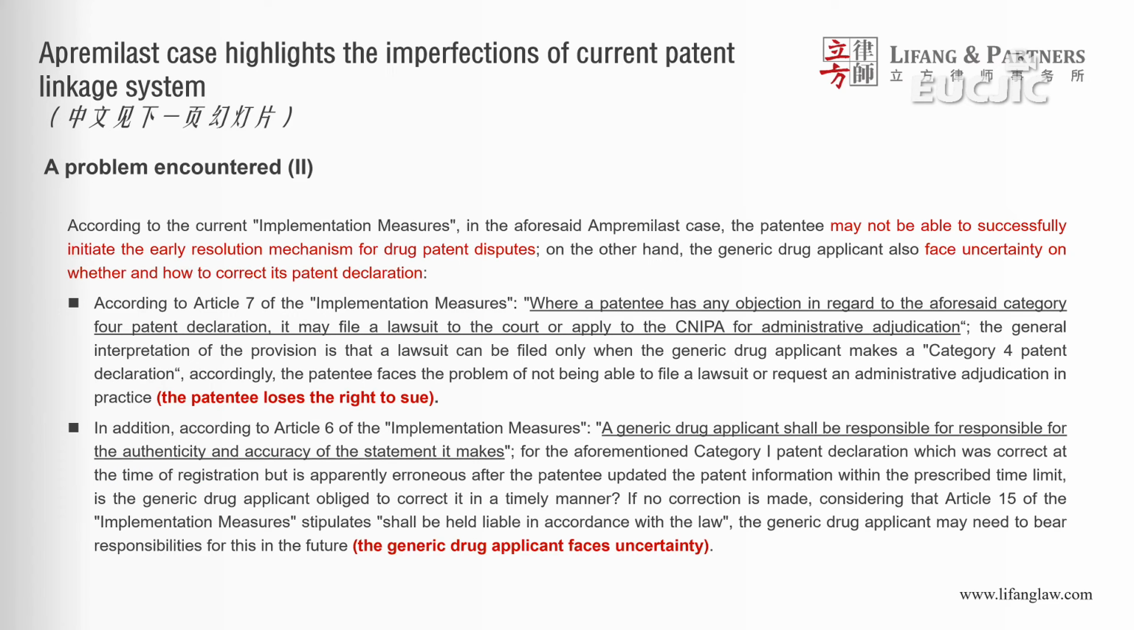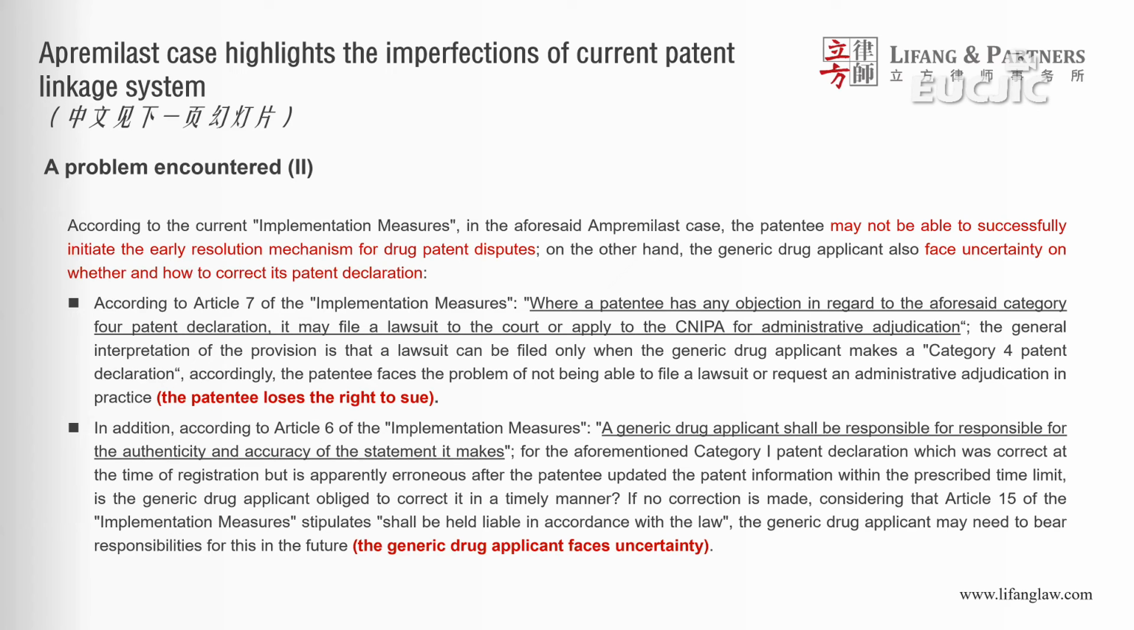However, according to the current patent linkage system, the patentee can only challenge the generic drug company when the generic drug company made a category 4 statement. And so when the generic drug company made a category 1 statement, according to current regulation, the patentee has no basis to challenge it. So the patentee loses the right to sue, even with this patent linkage system established.